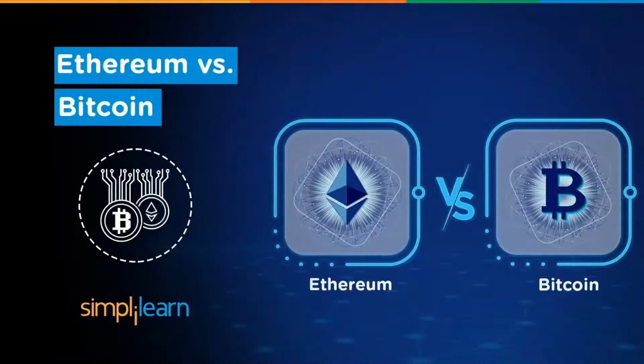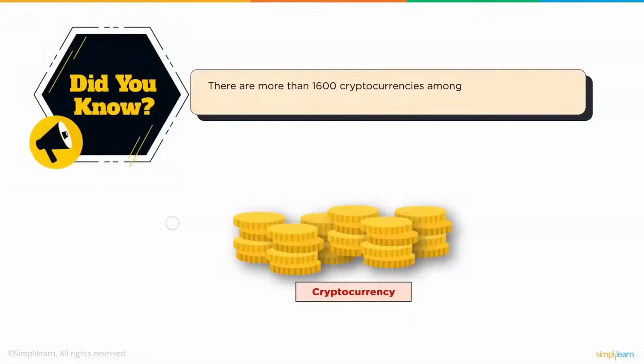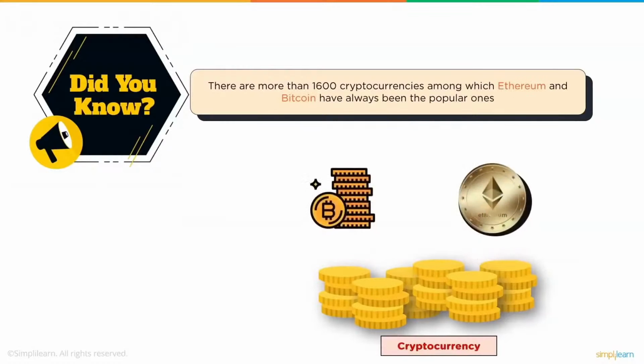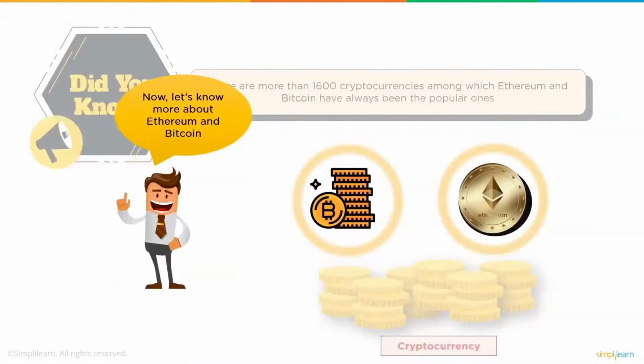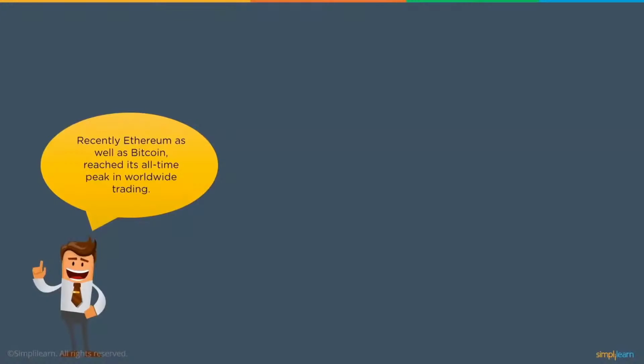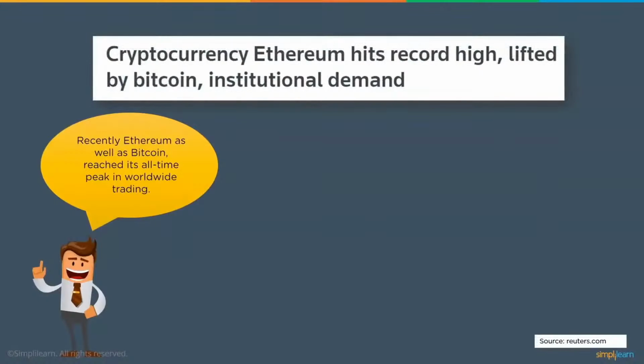In the previous videos, we covered what Bitcoin and Ethereum are. Let's proceed further and have a look at how they both differ from each other. Did you know there are more than 1600 cryptocurrencies worldwide? And among them, Bitcoin and Ethereum have always been the top 2 most popular cryptocurrencies in the world by market cap. Also, recently, Ethereum as well as Bitcoin reached its all-time peak in worldwide trading.